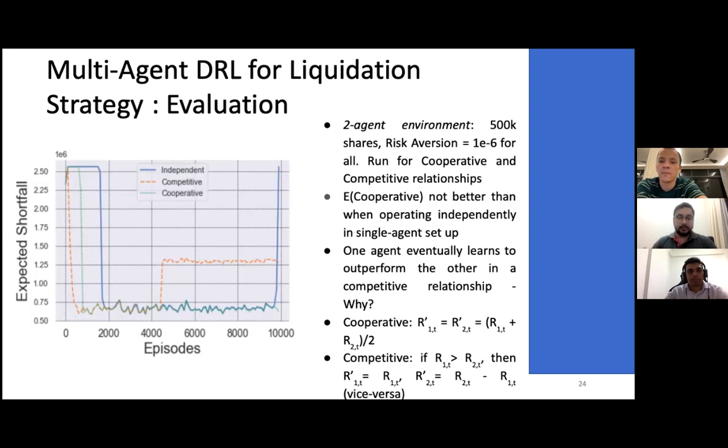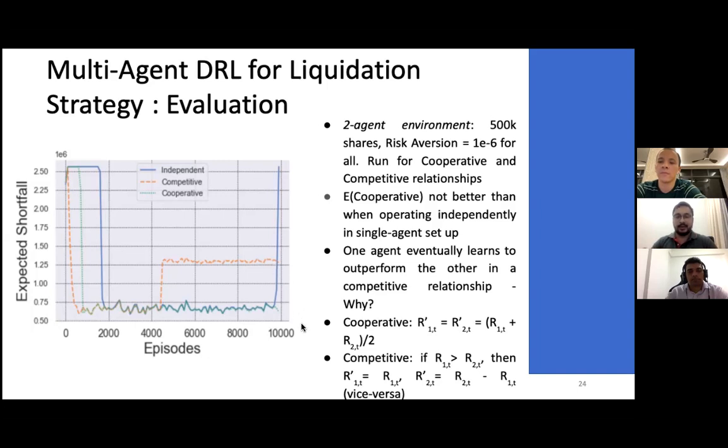So at the start, they're performing at the same level, but during the training of the exercise, after 4,200 episodes, one agent eventually learns to outperform the other. And why does this happen? It's kind of intuitive. It is because of the mutual competition, none of them kind of benefit. Either one of them always wins, kind of the scenario.